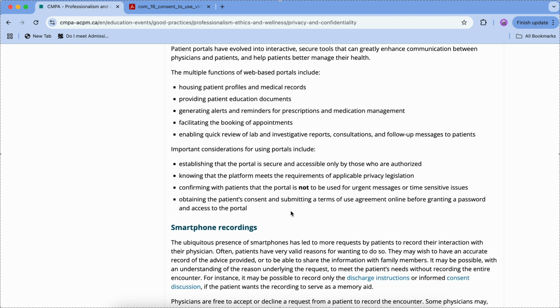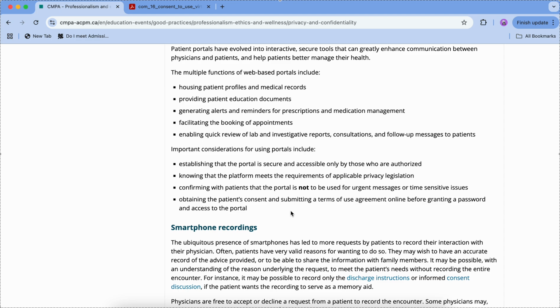But there is always a downside. So, important considerations of using it: establishing that the portal is secure and accessible only to those who are authorized. That means you, your patient, your receptionist, because you are all in the circle of care, nobody else. Knowing that the platform meets the requirements of applicable privacy legislation, that's very important. Confirming with the patient that this portal is not being used for urgent messages or time-sensitive issues. Let them know that we're going to tell you a few things here, but some things might not come up here for some reason, so it's better that you communicate in person.